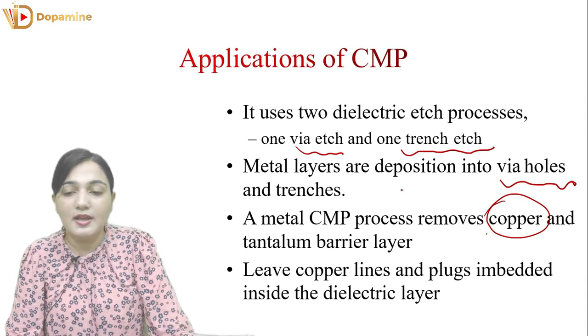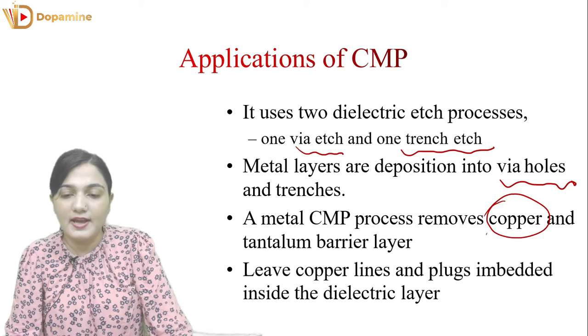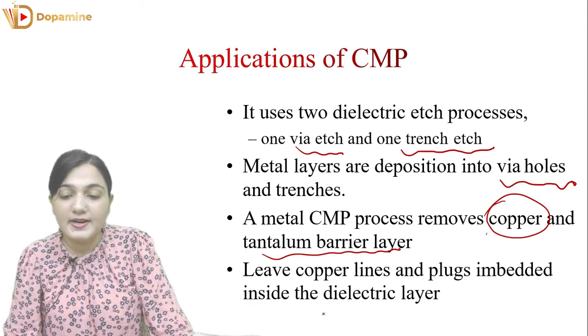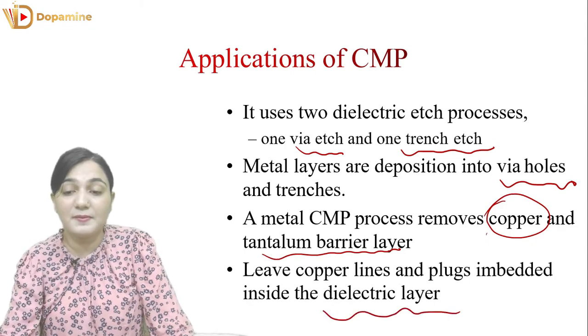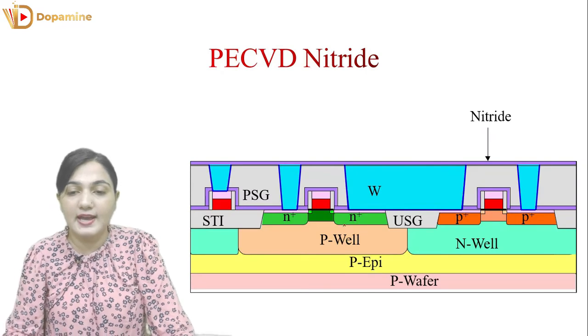In the via etching, we are doing the deposition of the metal layer in the via holes and the trenches, and the metal CMP process will remove the copper and the tantalum barrier layer. So after the metal CMP process, we'll be having copper lines and plug embedded inside the dielectric layer. So there will be still copper line and plug inside the dielectric layer.